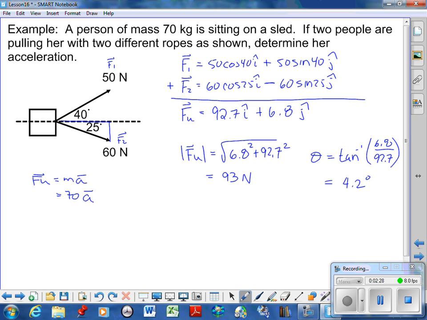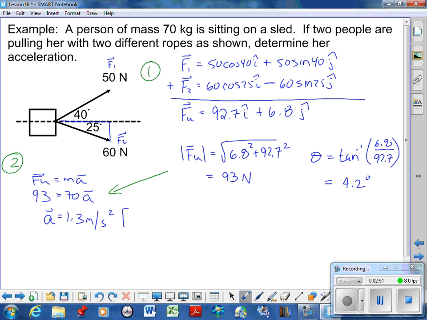So from that, I'm going to return back to my, so I guess this is step 1. Over here would be step 2. Okay, return over here. I know my unbalanced force is 93. I take that 93 and divide it by 70. I get 1.3 meters per second squared.